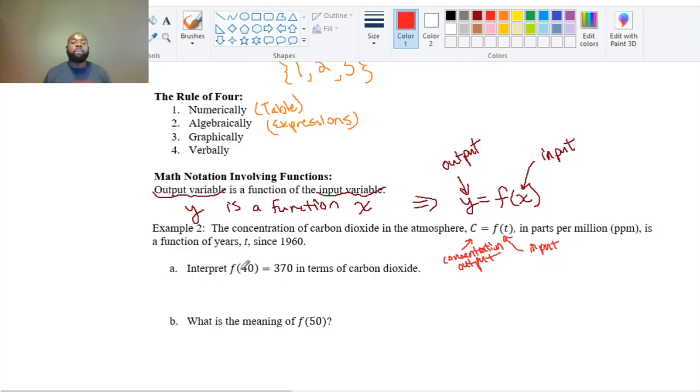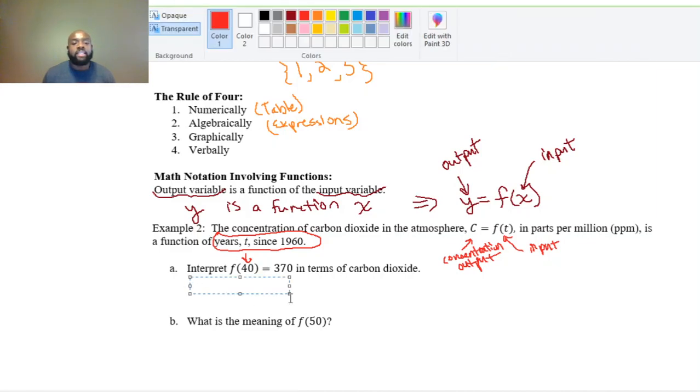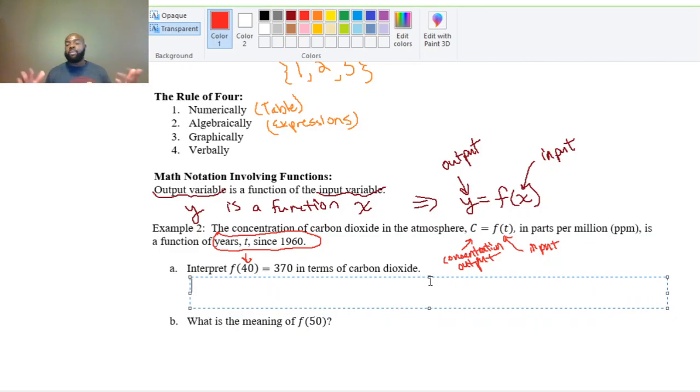And so I want to interpret the meaning of f of 40 equals 370 in terms of carbon dioxide. Well, my input variable is t, and t is 40 here, and that's the number of years since 1960. So we could say, and I'm going to type this, let's say 40 years from 1960, but we know 40 years from 1960 is 2000, right?